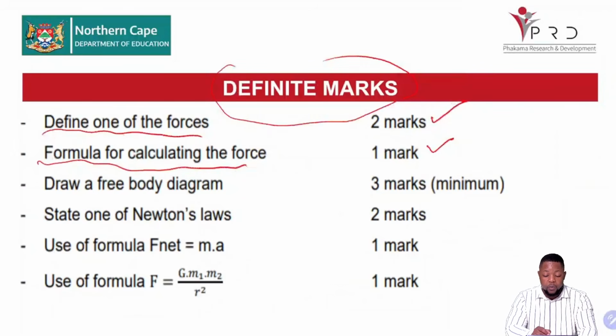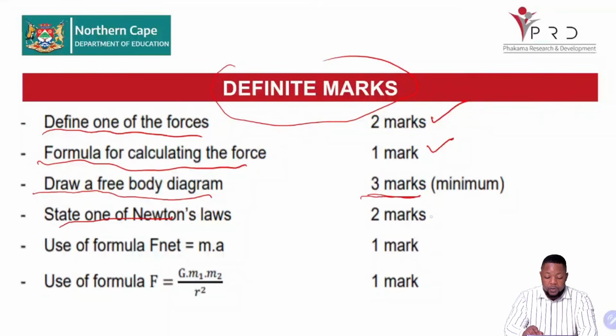And then with Newton's laws, there will always be a minimum of 3 marks for drawing the free body diagram. So just make sure that you know how to draw your free body diagram. So that is a definite 3 marks. There will always be gravitational force. There will always be normal force for objects resting on a surface. So the minimum of 3 marks you should get.